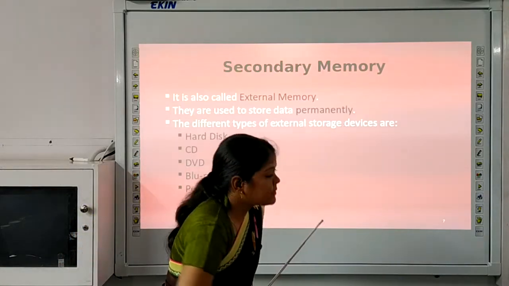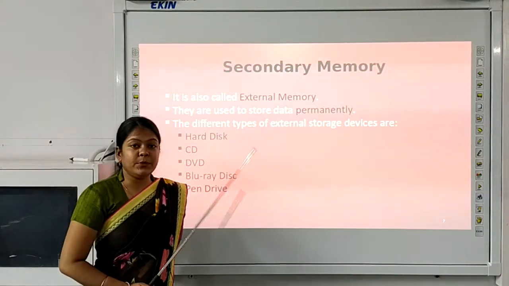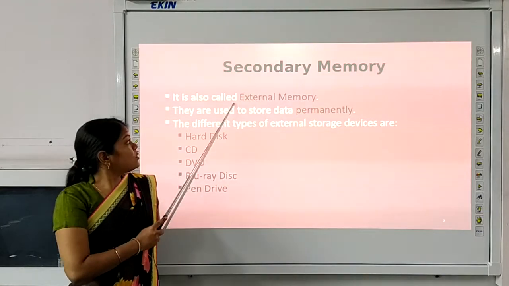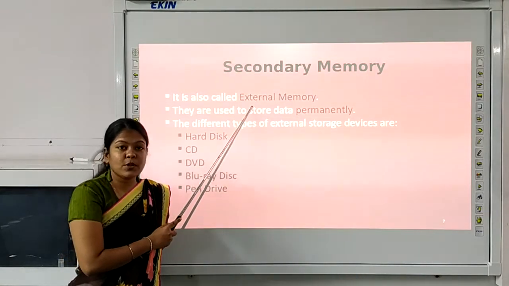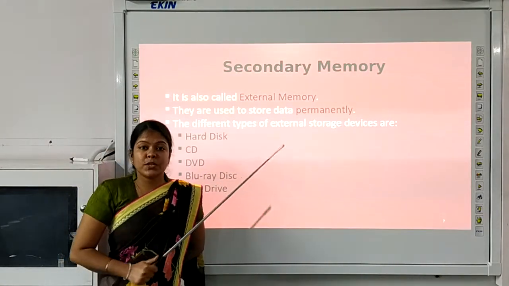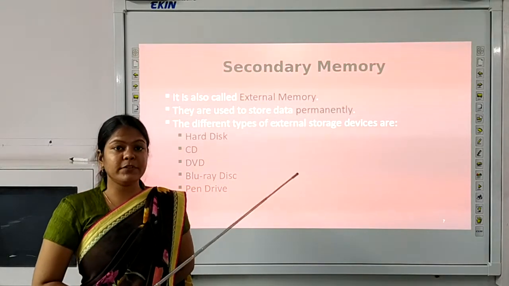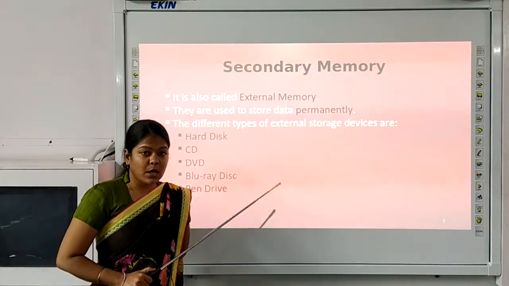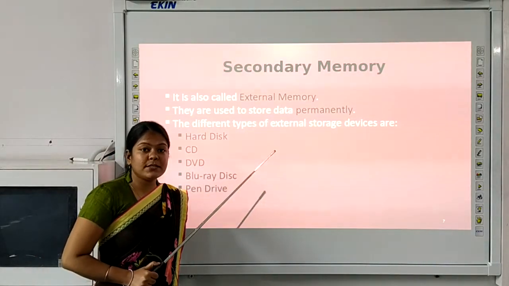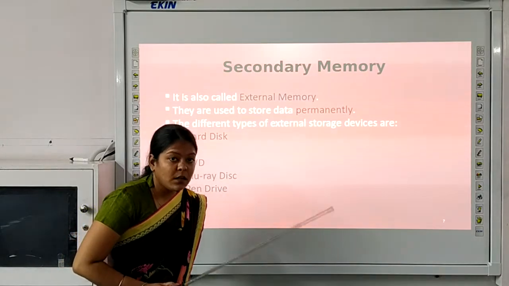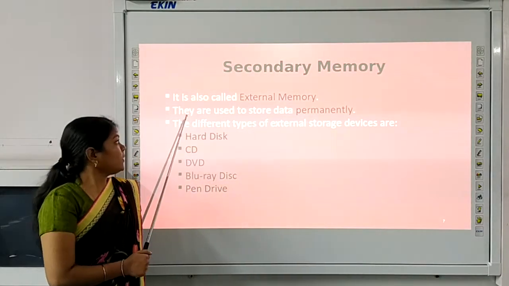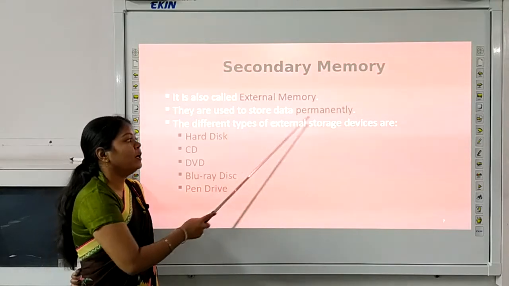Okay, students. Next, we have secondary memory. Secondary memory is also called external memory because we use storage devices to store the data which are externally connected to the computer, because the storage devices are not placed inside the system cabinet. They are used to store data permanently.